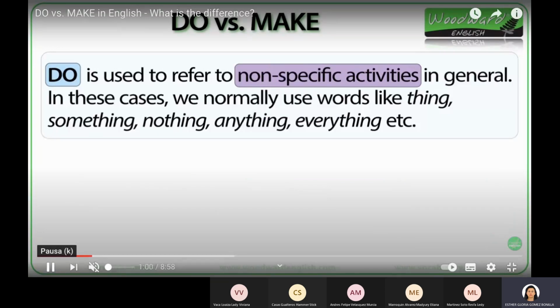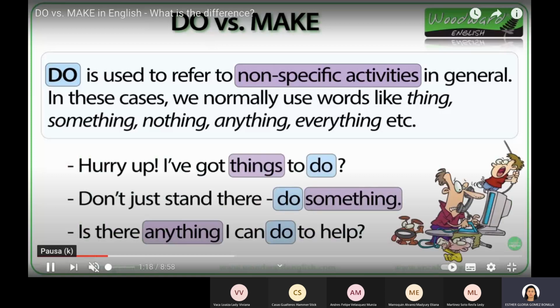Do is used to refer to non-specific activities in general. In these cases, when we are talking about something, nothing, anything, or everything, we use do. For example, I don't do anything. I do nothing. Hurry up. I've got things to do. Don't just stand there, do something. Or is there anything I can do to help? So always when you have these expressions that end with thing, something, nothing, anything, and everything, you use the verb do, not make, okay? You are going to use do.